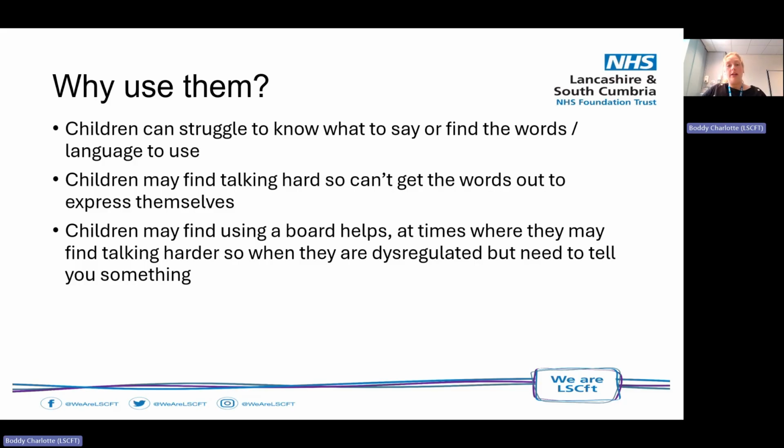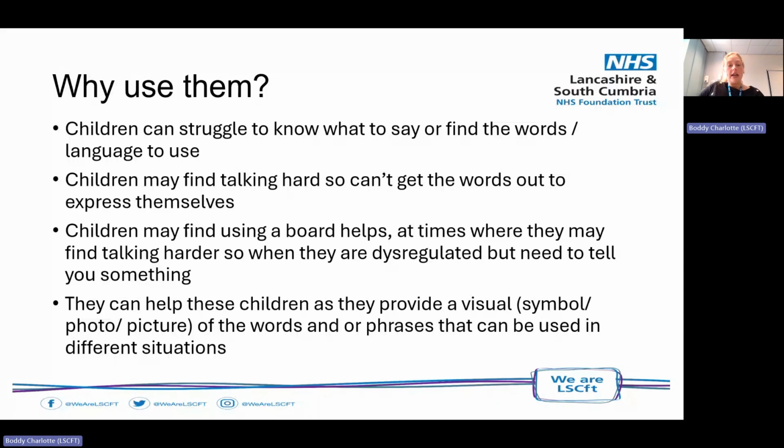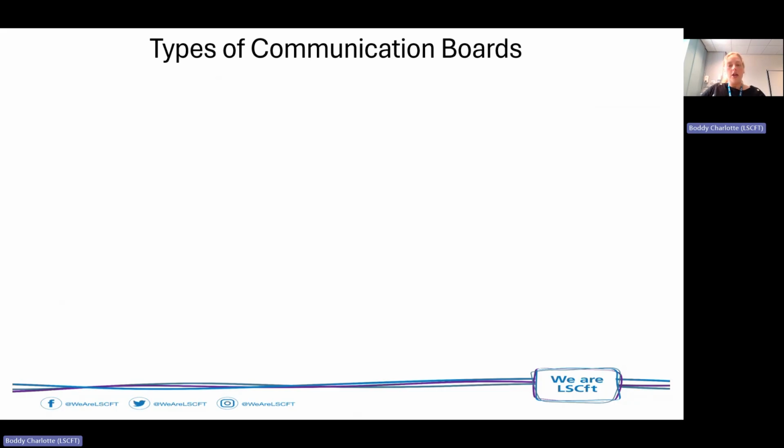These children might find using a board helps. For example, at times where they may find talking harder, when they're dysregulated, but they still need to tell you something. The communication boards can help these children as they provide a visual, a symbol, a photo, or a picture of the words or phrases that can be used within different situations. So we're going to have a look at some examples of different communication boards that we use.